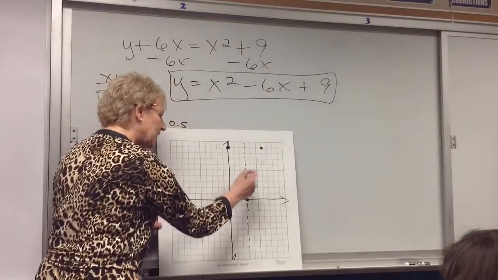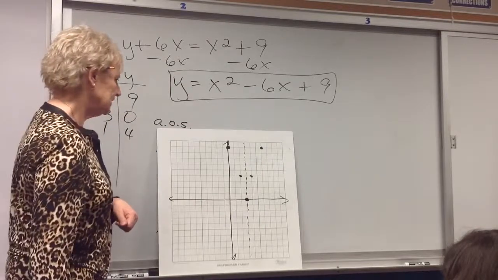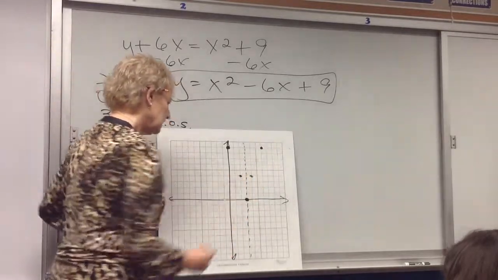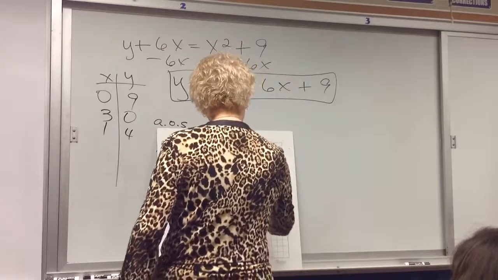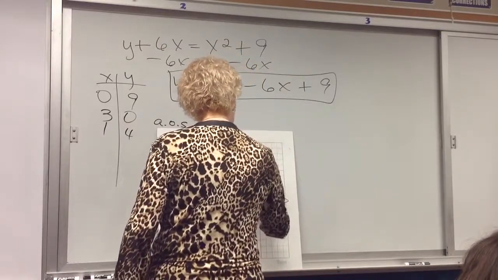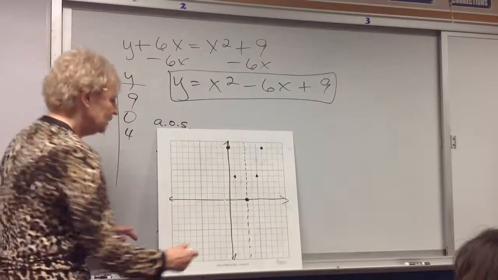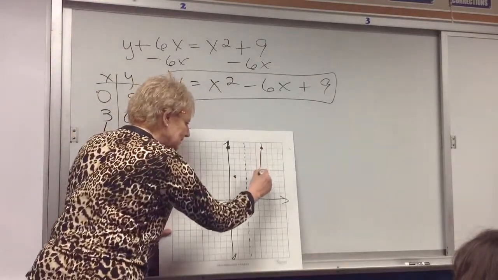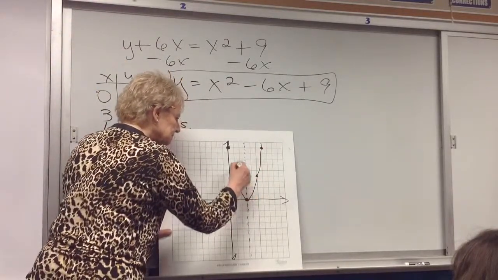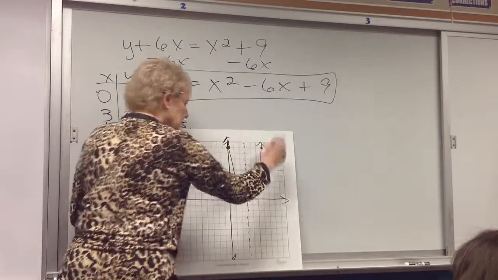Reflect it. We're done. Wait. There's our parabola. I graphed it wrong. 1 gives us a 4. I always do something wrong when I'm filming. It's okay. Okay, now we have our parabola. Not all people are clutch like me. There it is.